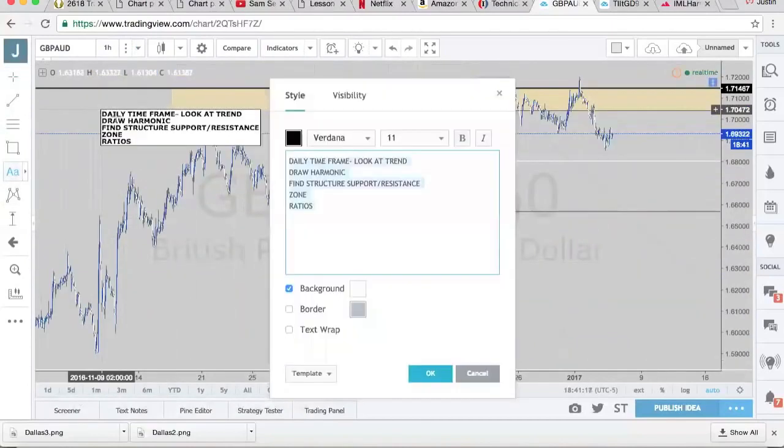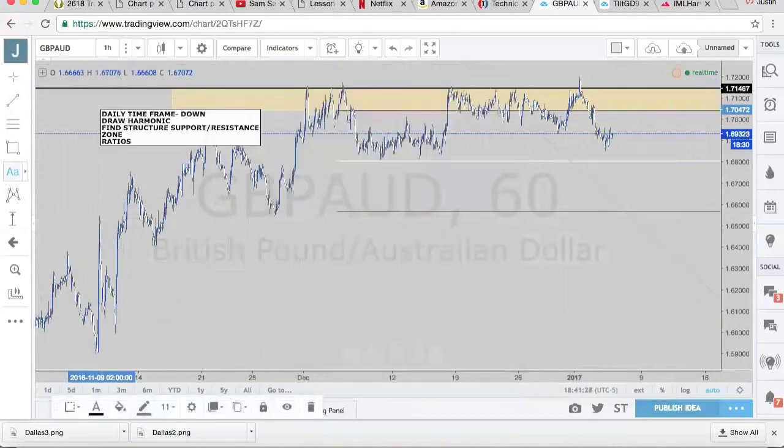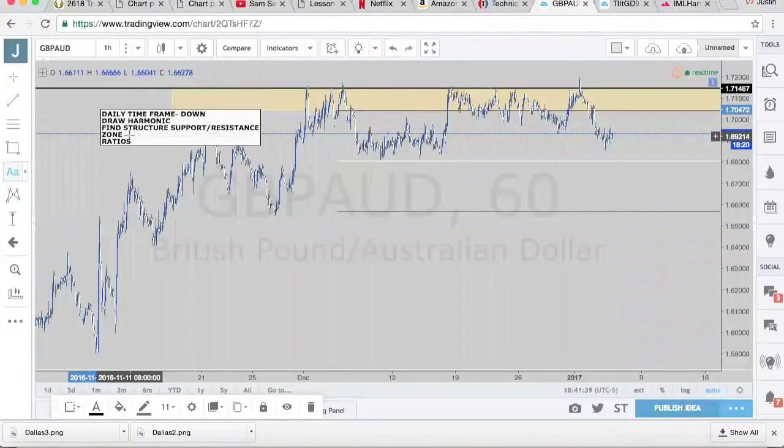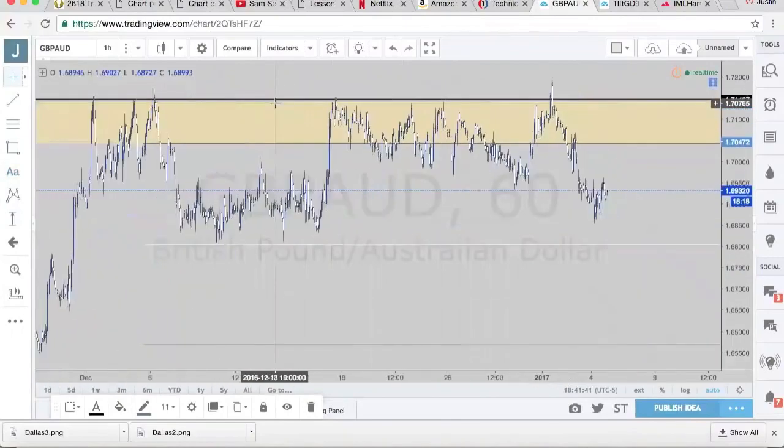So one, what is the trend? Daily time frame, look at trend. Obviously, trend is down. So seeing this, it's what? A bearish pattern in a bearish market, right? So with that bearish pattern in a bearish market, I'll keep this to the side.